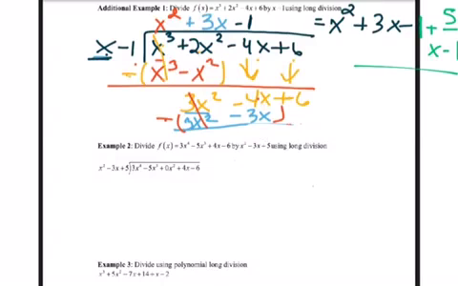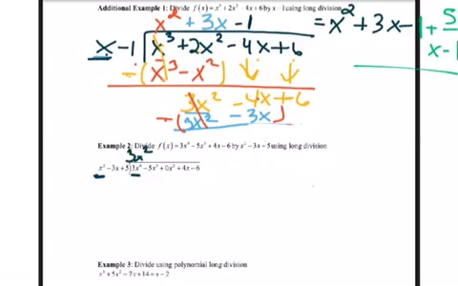Okay, so now we're going to go a little bit more complicated, and I want to divide 3x to the fourth minus 5x cubed plus 4x minus 6 by x squared minus 3x plus 5. So I'm still focusing on the first term, the x squared, and the first term underneath here, the 3x to the fourth. I want to turn x squared into 3x to the fourth. So if I multiply by a 3 and an x squared, I should get there.